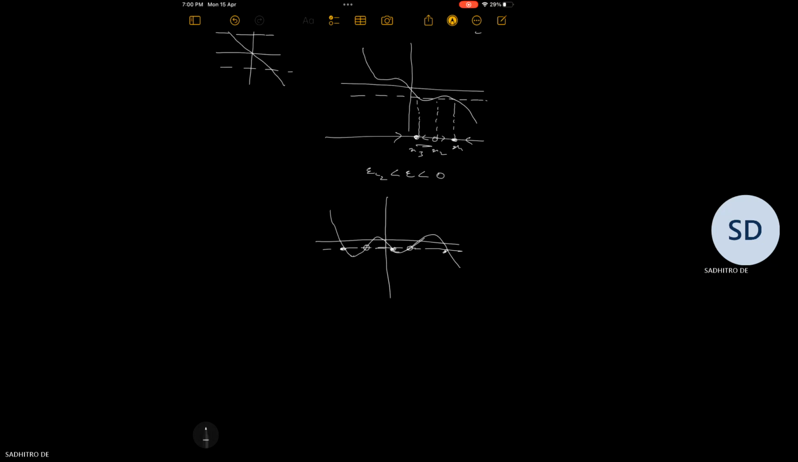And finally, when epsilon exceeds this critical value epsilon c3, then what we have is that we have now again two fixed points. So this is now the stable one.